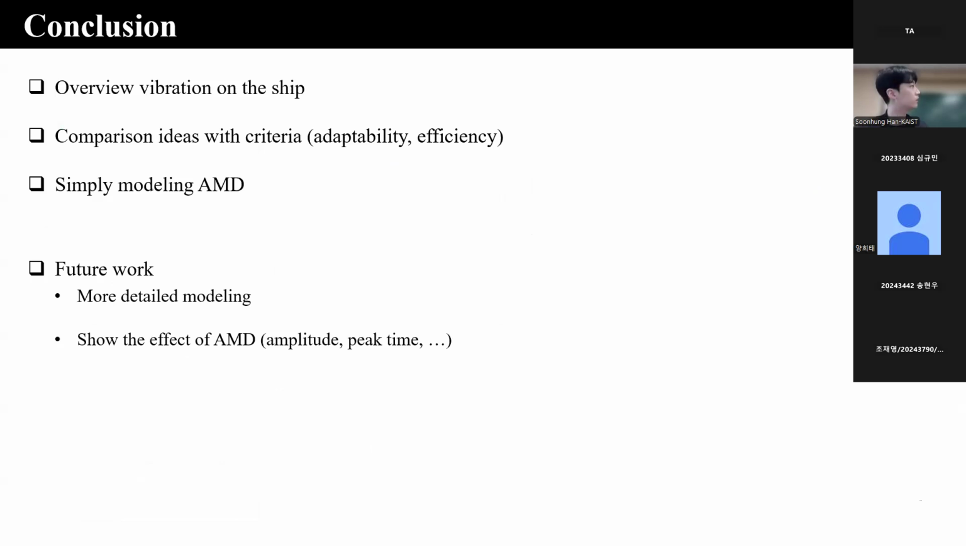Okay, conclusion. I explained the overview of the vibration of the ship, such as where it comes from and how we reduce it. So we suggest 3 methods. And for adaptability and efficiency, we chose the active mass damper as the appropriate method. And we present a simple model for the active mass damper. So in future work, we will give a more detailed model for the active mass damper.